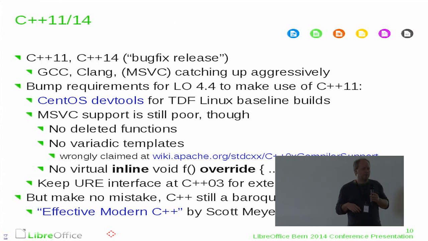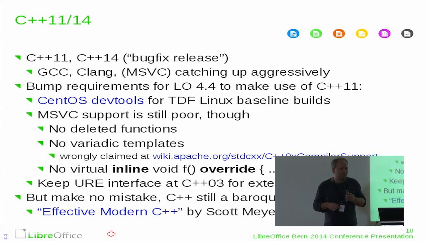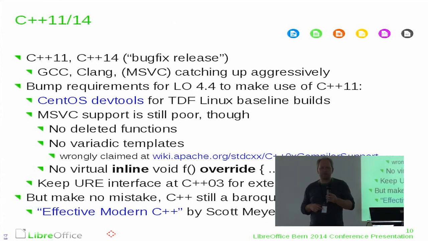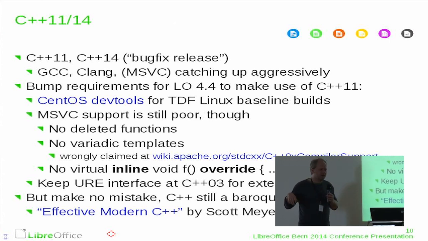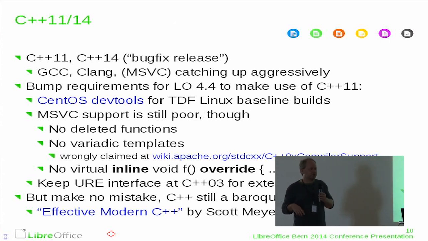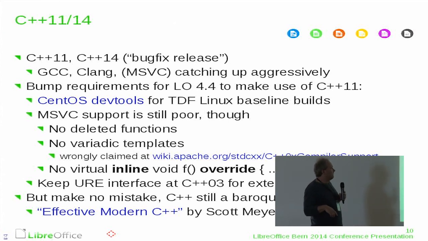For Mac, we'll just drop the old pre-10.8 machines and be on an Apple Clang that is new enough. The poor one is the Microsoft compiler. Even MSVC 12 does have a number of C++ 11 features, but there's still some that it does not get, like for example deleted functions, which is a shame because it's not really something that should be too difficult, especially the easy parts of it.